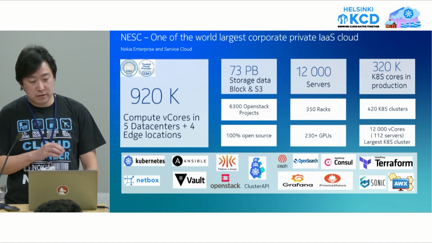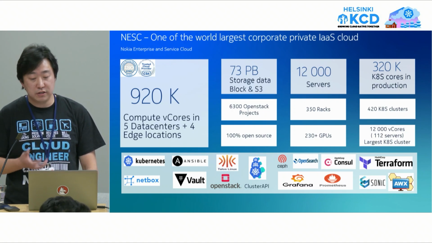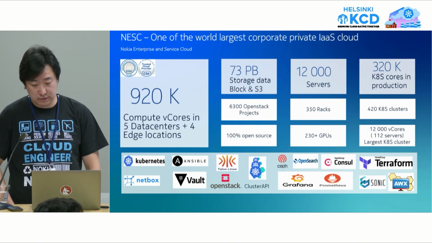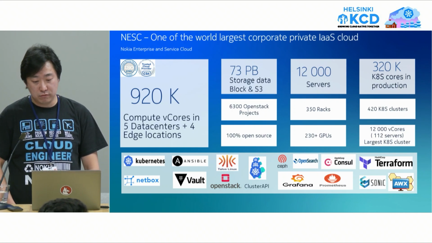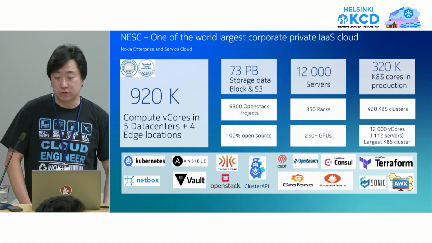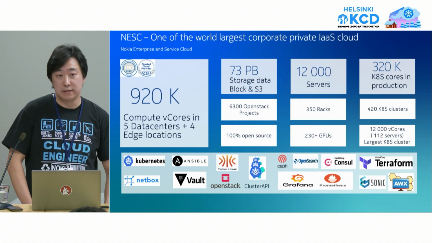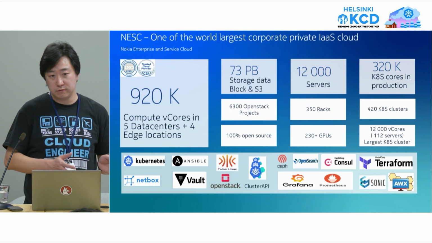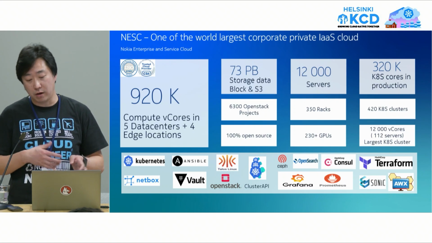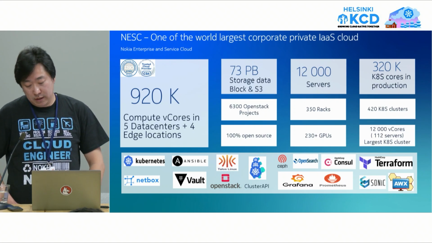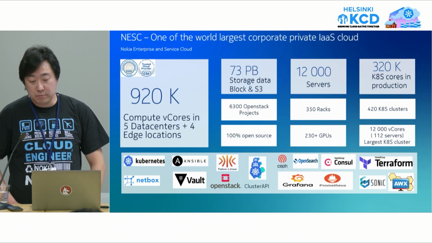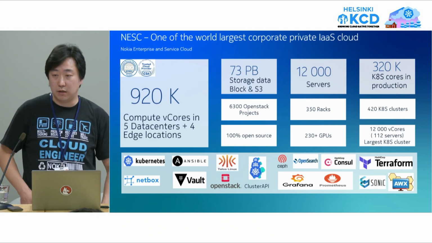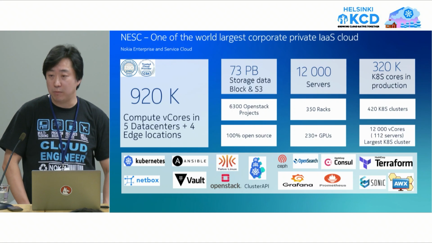One third of the CPU capacity is deployed as managed Kubernetes clusters. We have right now around 420 managed Kubernetes clusters. Some of them are virtual machine based, some of them are bare metal based. And our largest Kubernetes cluster on bare metal has 12,000 virtual cores, or 112 servers at the moment.